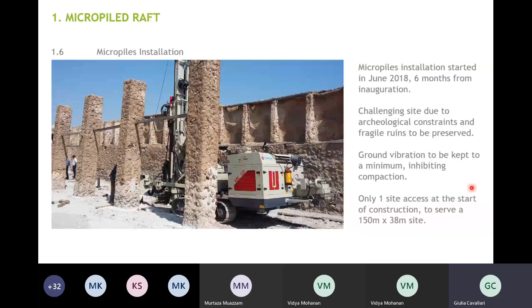The ground vibration had to be kept to a minimum, preventing us from doing any major compaction. And there was only one site access, as we have seen before. So the piling machine had to drive all the way from the main road to the back of the site through the ruins, and that was very challenging. As you see, it can barely fit between the ruins.